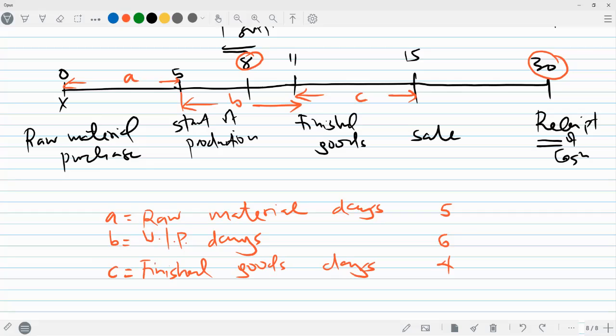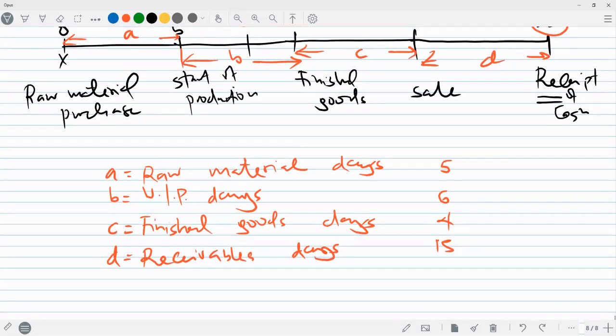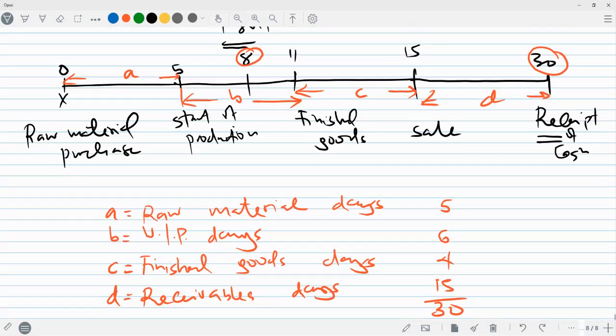Now, between the time you make the sale and the time you receive cash from the customer, what do you call that? It's called the days for receivable, or debtors days, or receivables days. In this case we have 15. The sum total is 5 plus 6 plus 4 plus 15, which gives us 30.